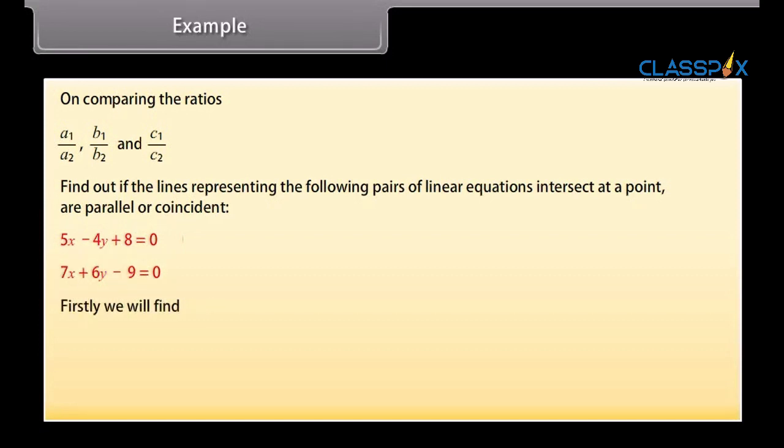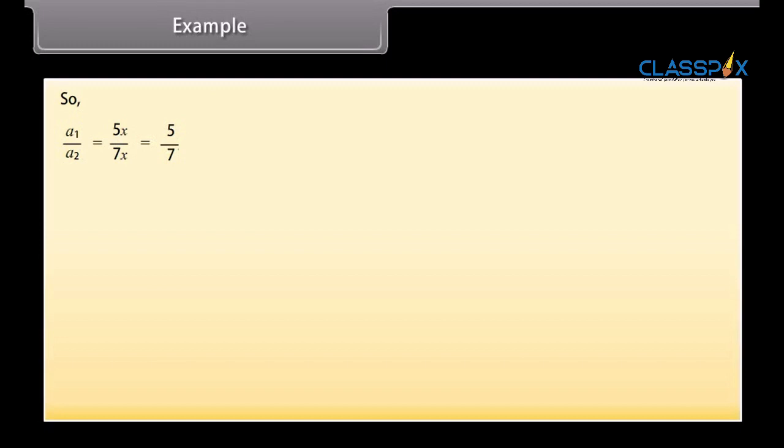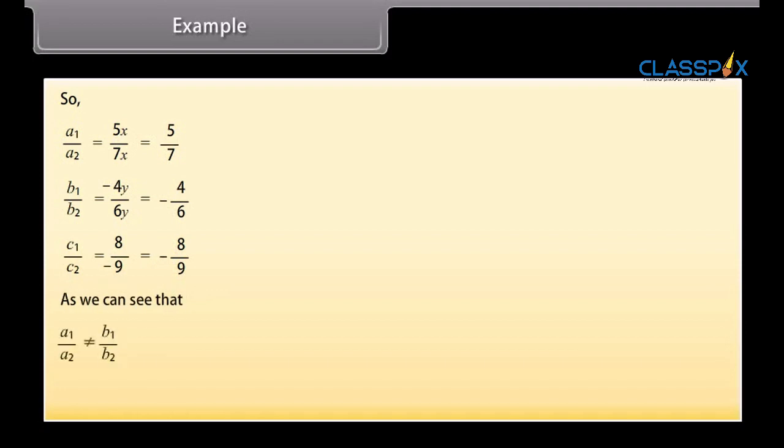Firstly, we will find a1 upon a2, b1 upon b2 and c1 upon c2 and then compare them. So, a1 upon a2 is equal to 5x upon 7x, which equals 5 upon 7. b1 upon b2 is equal to minus 4y upon 6y, which equals minus 4 upon 6. c1 upon c2 is equal to 8 upon minus 9, which equals minus 8 upon 9. As we can see that a1 upon a2 is not equal to b1 upon b2, so lines will be intersecting.